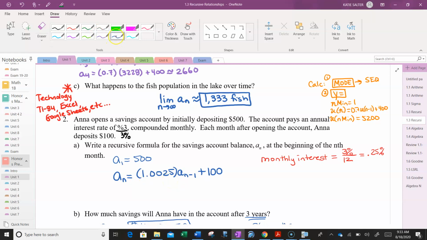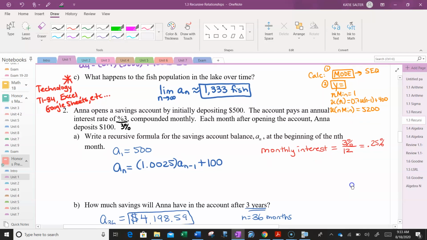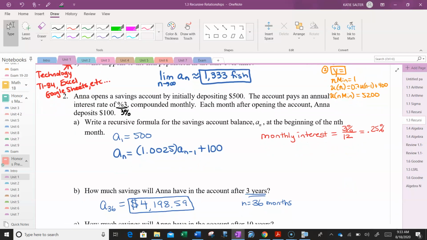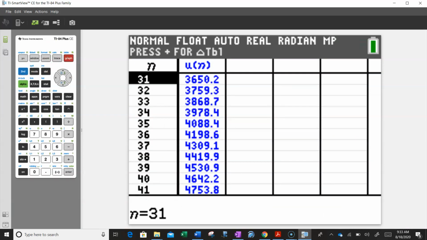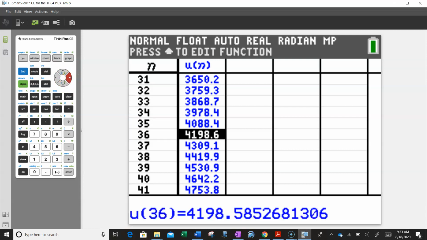So if it has been 3 years, how many months has that been? That's been 36 months. So you have to remember that n is going to be 36. Now, where am I getting this answer? I am not doing this by hand 36 times. I'm using our technology. So I'm going to go right in here to our handy dandy table, and I'm going to look at 36 months. All you have to do to get the exact amount, guys, is click over on that Y value, look at the bottom of the screen, and you can see that's $4,198.59, rounded to the nearest hundredths place, because we are talking about money.